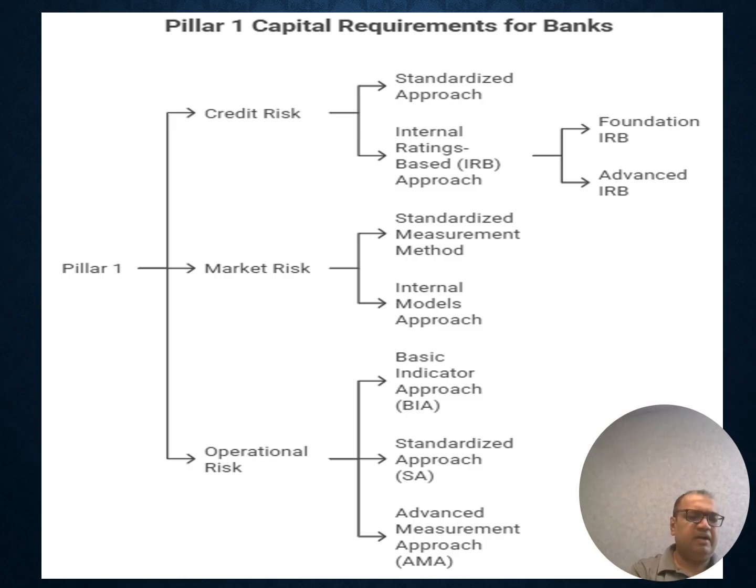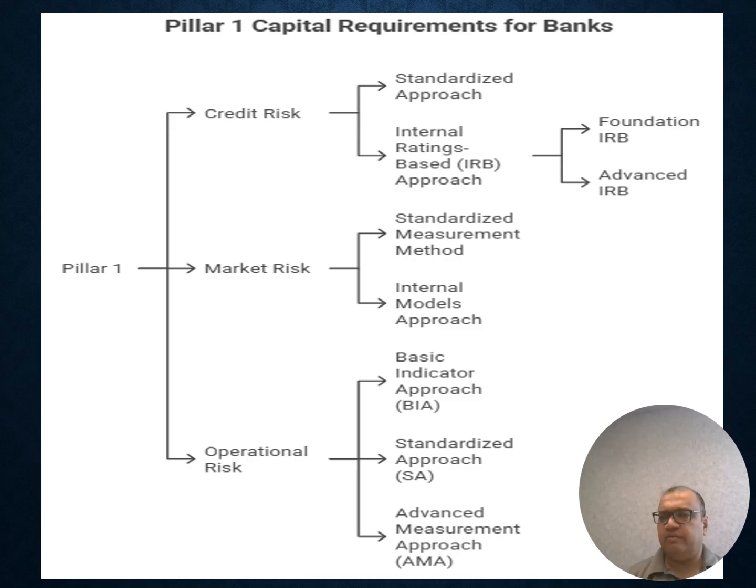This is the breakdown of the Basel 1 pillar 1 and Basel 2 pillar 1. Basel 2 pillar 1 had three aspects: credit risk, market risk, and operational risk. For credit risk, there were two approaches. One is the standardized approach, which we will delve into in slides to come, and the other was the internal rating based approach. The internal rating based approach itself had two aspects: one is foundation IRB, and the other is advanced IRB.